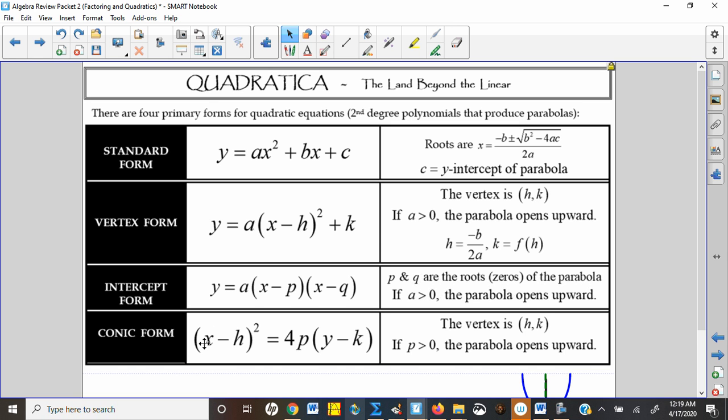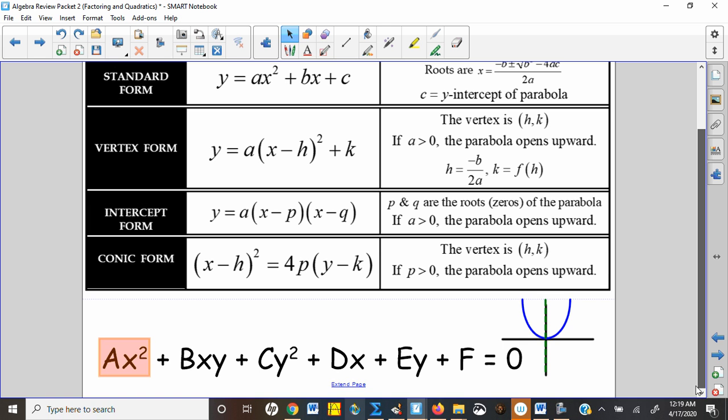Conic form is something you won't learn about until math analysis, pre-calc, and it is another way of writing a parabola. But this is the general form of a parabola. And things just get spicier because if there's no cy squared term, and everything else is there, then what you get is a parabola. Or if there's no ax squared term and you just have a cy squared term, then you get a parabola. Here's where things get dicey.